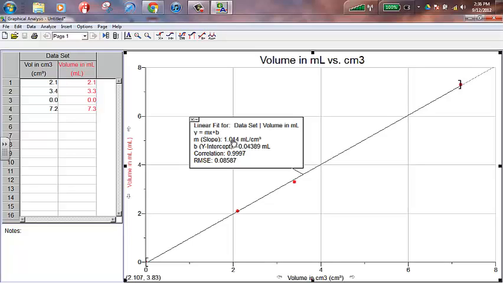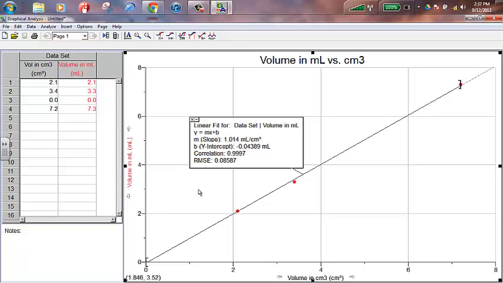The m here is 1.014. The b is, of course, the y-intercept. That's where this line should intercept this y-axis. That's at negative 0.04389, and that's really close to 0. So the y-intercept is really close to 0. And my correlation here is 0.9997, which means that I have a pretty good correlation. If I had a correlation of 1, it's probably as good as I can get. This RMSE value, we're not going to worry about that right now.